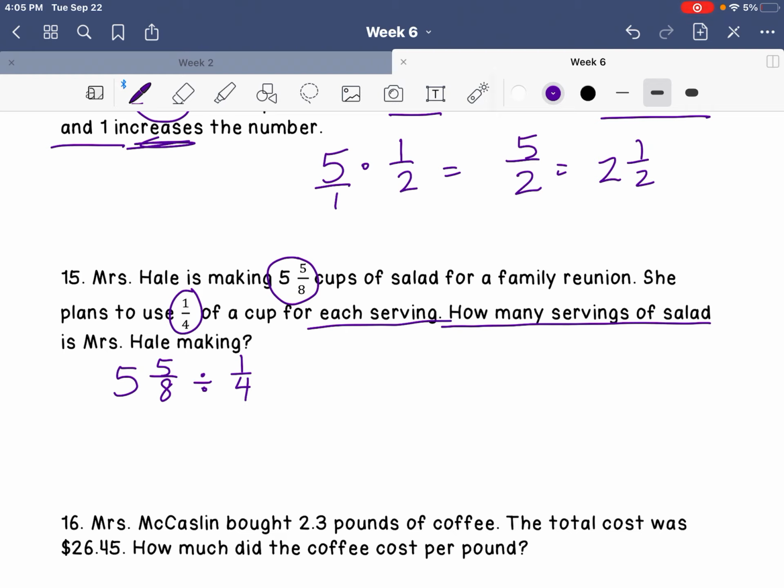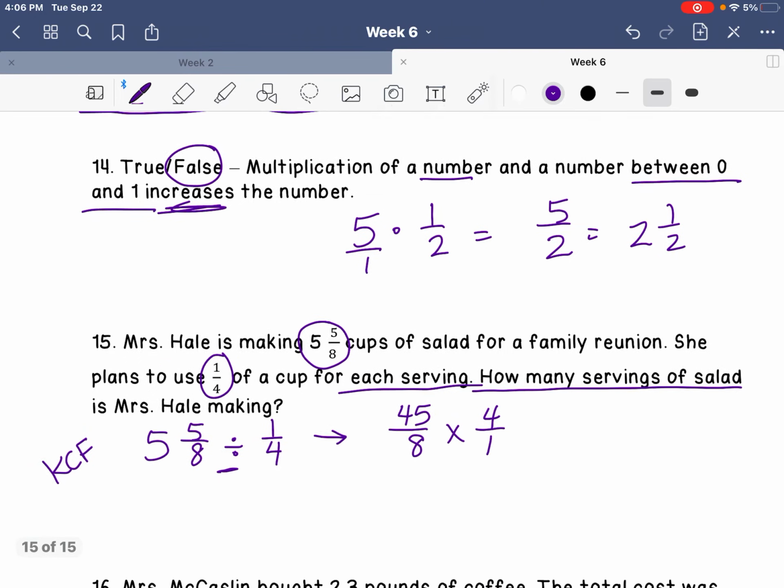So to do that, I have to change 5 5/8 to improper. So 5 times 8 is 40, plus 5 is 45/8. And then I'm going to change it to multiplication, and then I'm going to flip it over to the reciprocal. This is a keep, change, flip question because it's division with fractions.